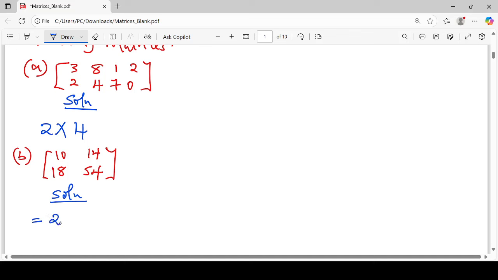So that will be 2 by how many columns do we have? 10 and 18 are in column 1, 14 and 54 in column 2. So this is a 2 by 2 matrix. The order of that matrix is a 2 by 2 matrix. I hope I've made that one clear.